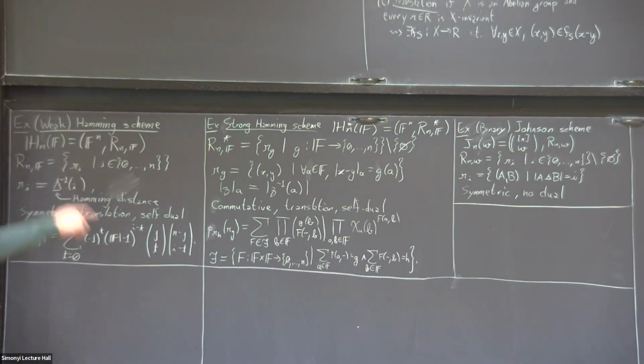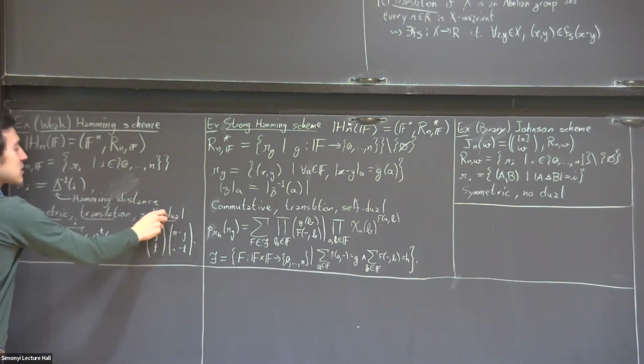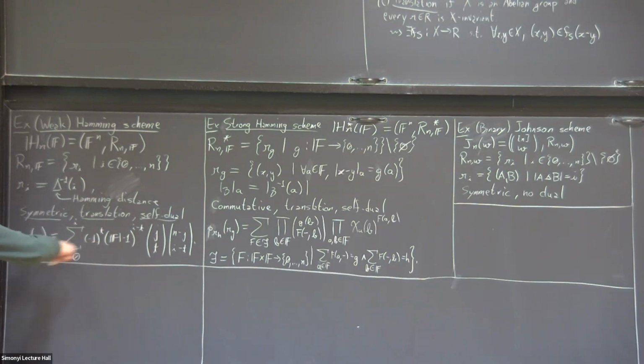So you take strings of length N over a field, take two such strings, and determine the relation based off of their Hamming distance. And I claim that the P and Q, well, this was a very nice scheme. It was a symmetric, translation, self-dual scheme. And I claim that this is the P function.